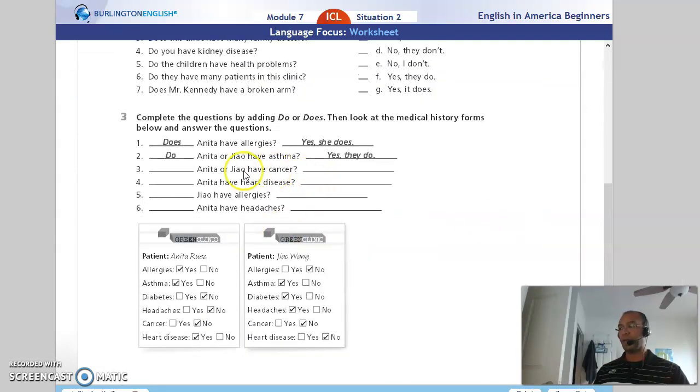So let's go back here and let's go over some of this information before I let you go. Okay, let's go over this one. Complete the questions using do or does. So you tell me right here. Does Anita have allergies? Yes, she does. Do Anita and Jiao have asthma? Yes, they do. And they use "do" because Anita and Jiao makes "they." So yes, they do. Do Anita or Joao have cancer? No, they don't. Does Anita have heart disease? No, she doesn't.